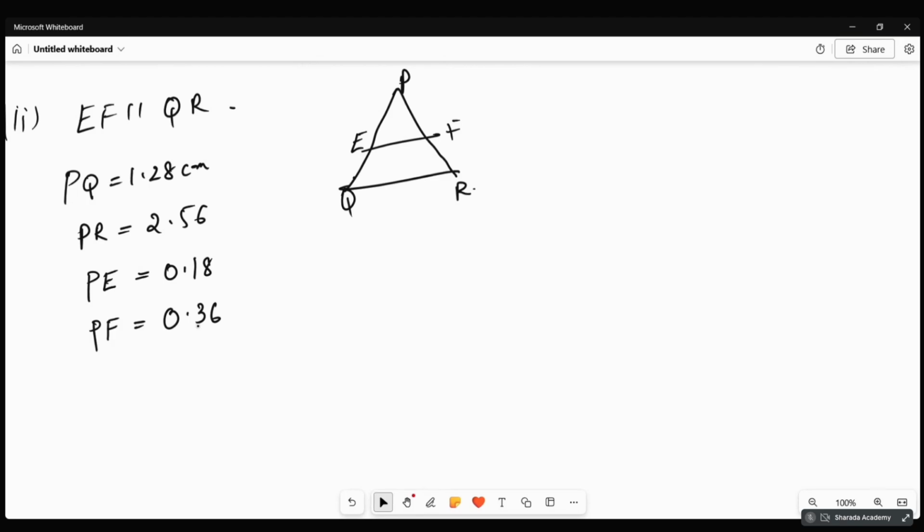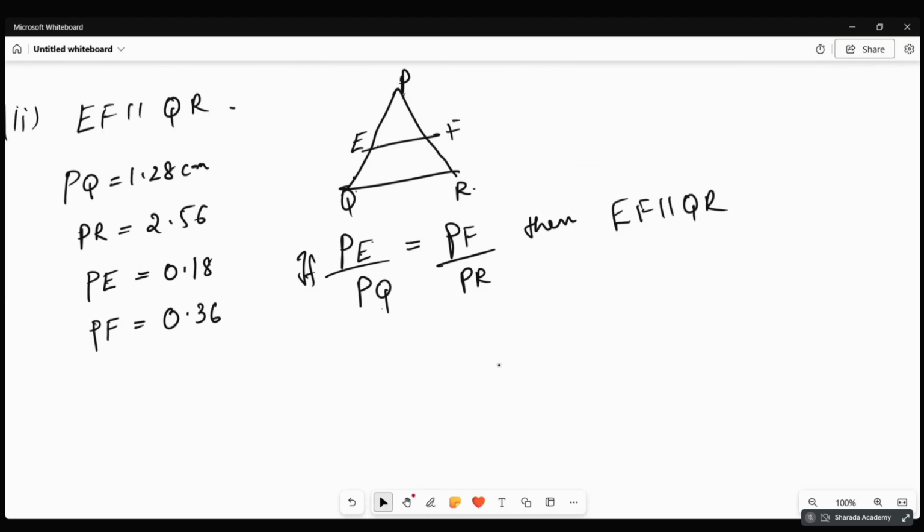So while doing the examples, what we did: if PE by PQ, the whole line PQ, is equal to PF by PR, then I can say EF is parallel to QR. This we did in the example. I can use this. Or by BPT directly you can use PE by QE is equal to PF by FR. So here I know PE, PF; find QE, FR.